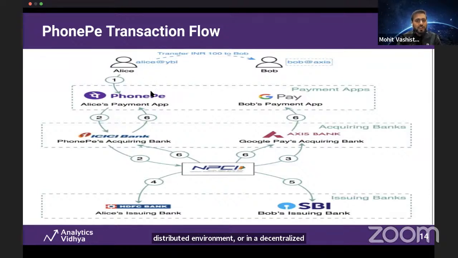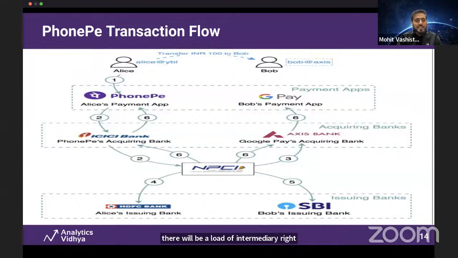To transfer 100 rupees, this many settlements you will have to do, right? Because ICICI Bank is PhonePe's acquiring bank, and then Google Pay's bank is a different bank. Let's say I am holding an account in some other bank, and the receiver is holding an account in some other bank, right? So this many settlements it takes in a Web2 ecosystem. And if I introduce cross-border payments here, there will be a lot of intermediaries, right?